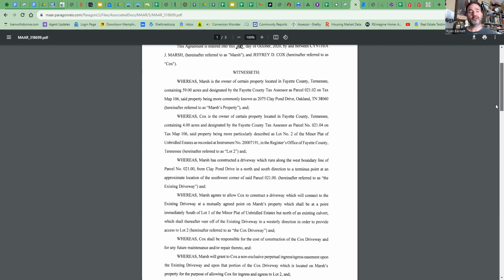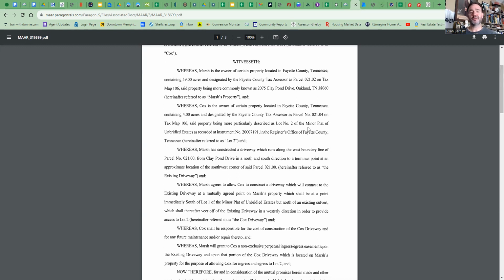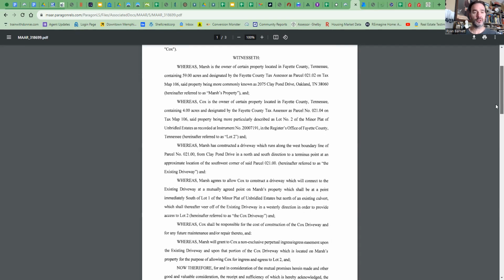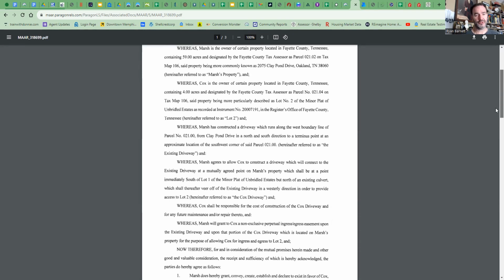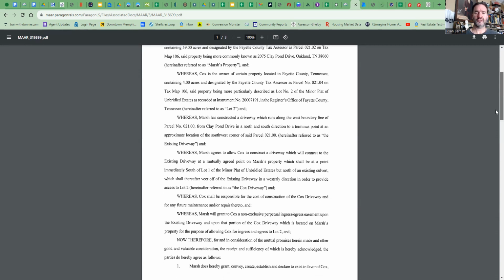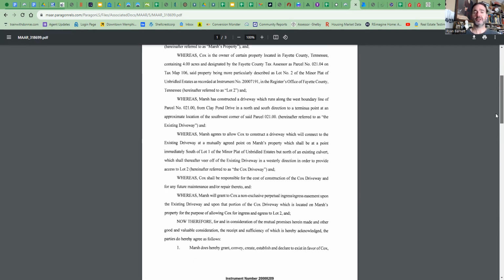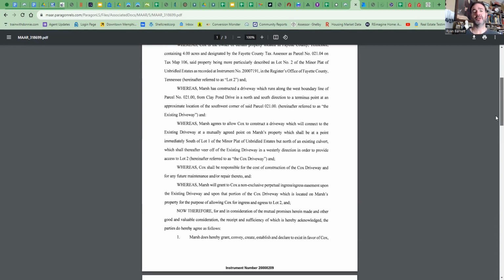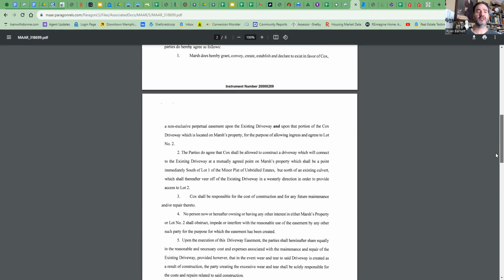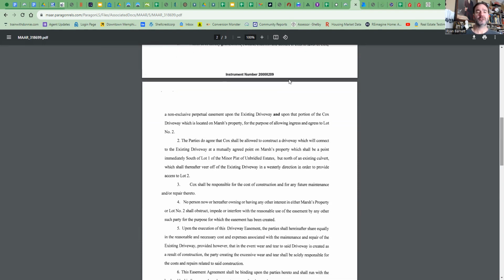Owners located in Fayette County, 4 acres, designated parcel map. So this easement has to be something like a driveway. Could be a utility easement, could be some power lines running through, a gas line underneath, but probably not on this. So let's see. Okay, whereas Marsh has constructed a driveway which runs along the west boundary line of this parcel, Clay Pond Drive, in the north or south direction. Marsh agrees to allow Cox to construct a driveway which will connect to the existing driveways. Okay, so on this piece of land, Cox shall be allowed to construct a driveway which will connect to the existing driveway.